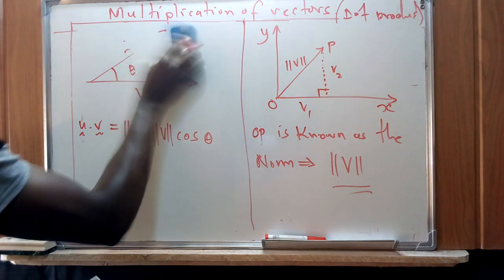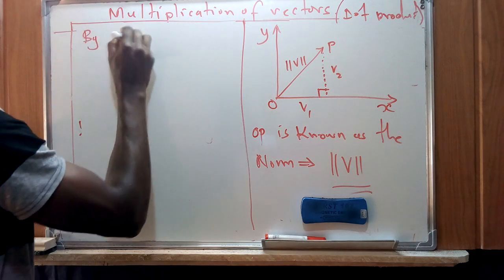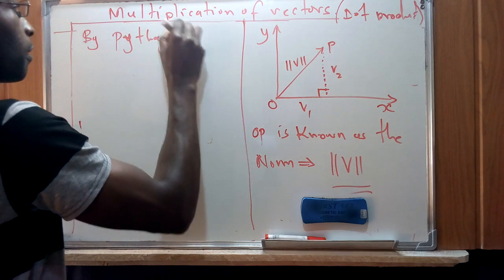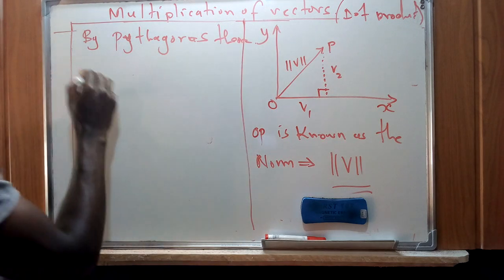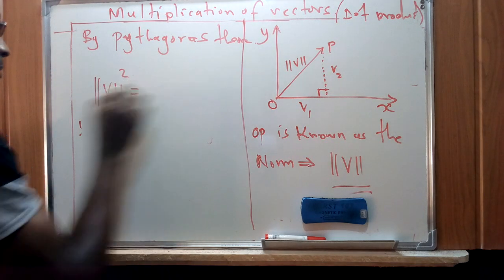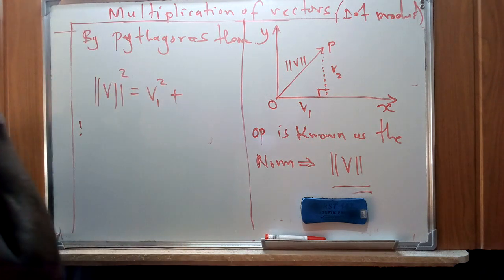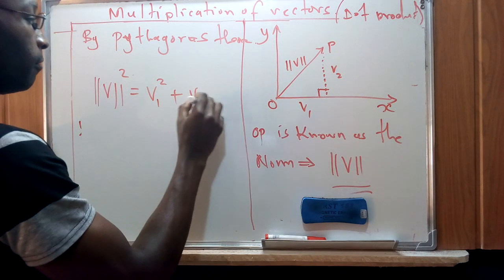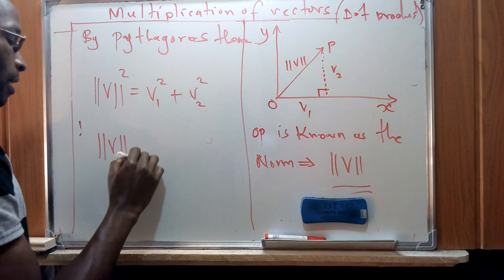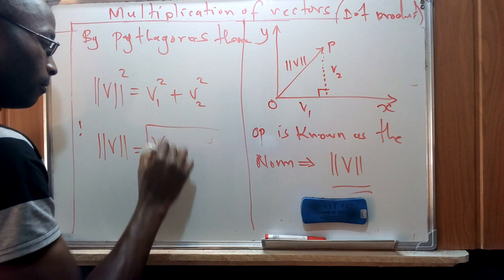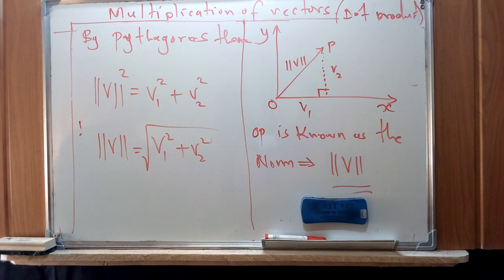Now by Pythagoras theorem, we know that the norm of the vector v can be found from the sum of the squares of the components of velocity v1 and v2, and therefore we can find the norm using the square root of the sum of those two components of the velocity of that particular particle.